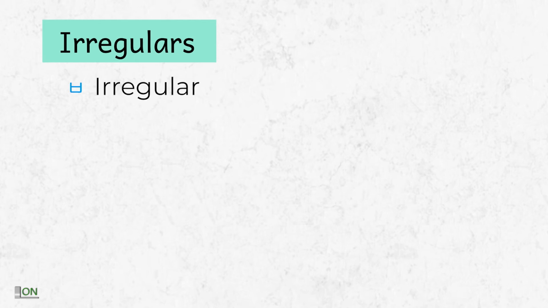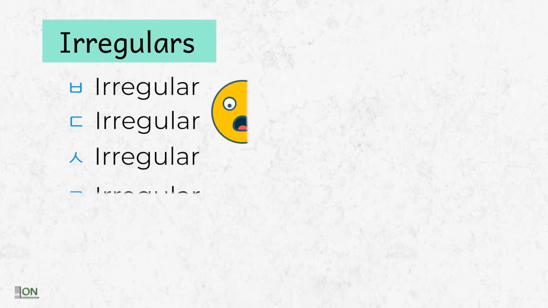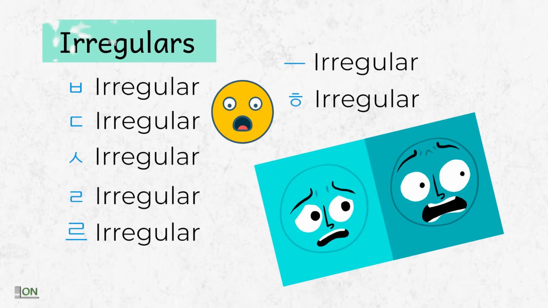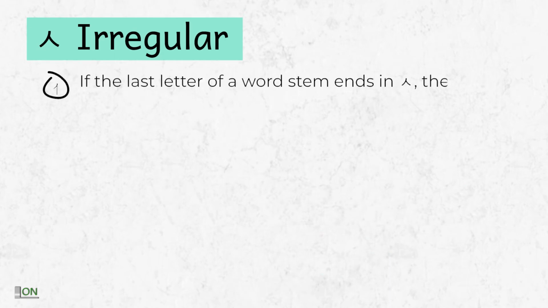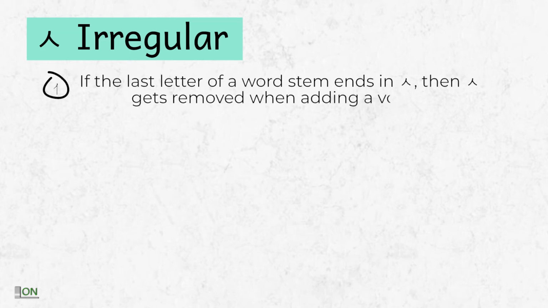In the previous videos, we've learned Bieup and Digeut irregulars. In today's video, we're going to learn Siot irregular. If the last letter of a word stem ends in Siot, then Siot gets removed when adding a vowel.